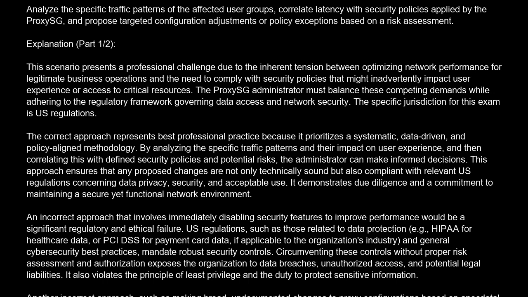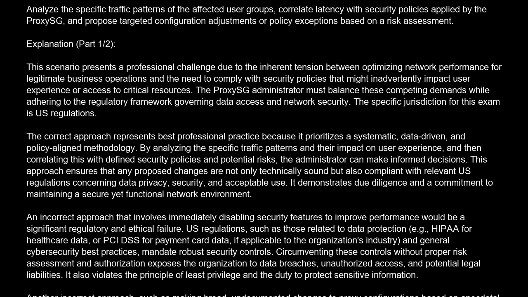By analyzing the specific traffic patterns and their impact on user experience, and then correlating this with defined security policies and potential risks, the administrator can make informed decisions. This approach ensures that any proposed changes are not only technically sound, but also compliant with relevant U.S. regulations concerning data privacy, security, and acceptable use. It demonstrates due diligence and a commitment to maintaining a secure yet functional network environment.